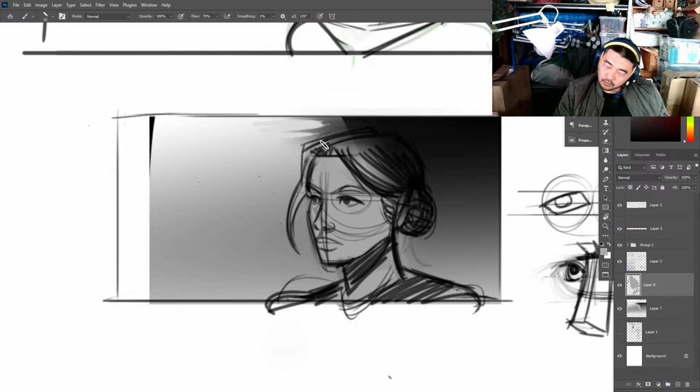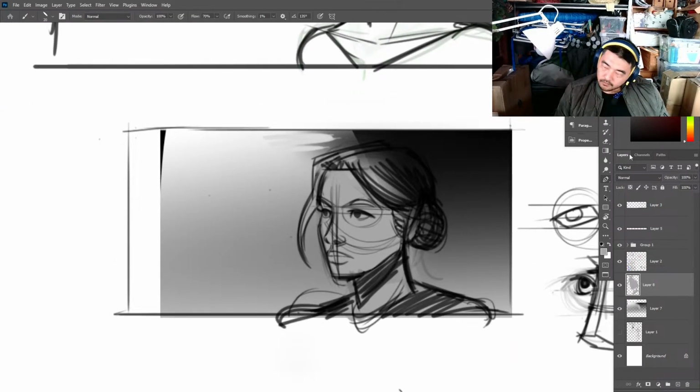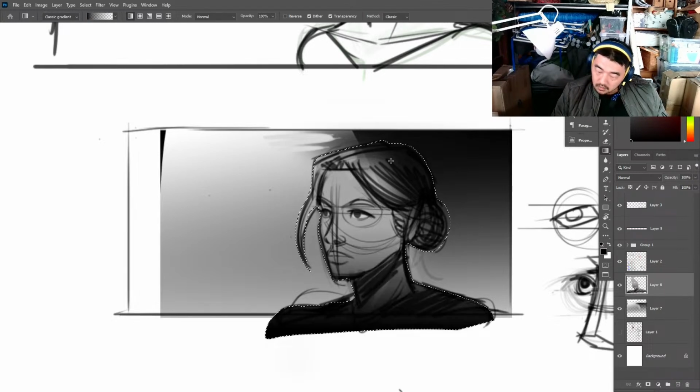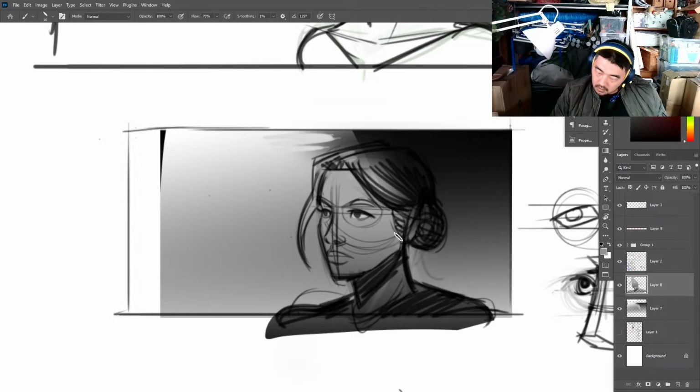Local color, boom, boom, boom. Let's do the eyes in white, and then let me just outline her. Let's go normal, multiply. Let's put this down. Let's draw the shadows first.